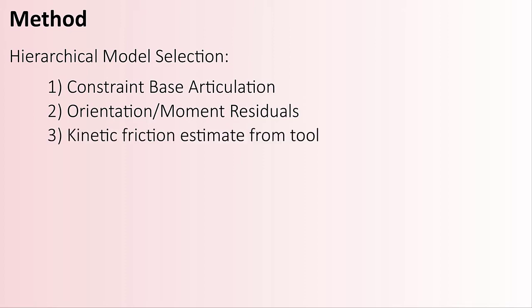First, the base geometry is selected by fitting a subset of the constraint equations. Second, the articulation models, which include the slip model, are evaluated based on orientation and moment residuals from the fitting process. Finally, we use an estimate of the kinetic friction from the instrumented tongs as additional evidence for the likelihood of each articulation model. The final articulation model is selected by combining these 2 evaluations.